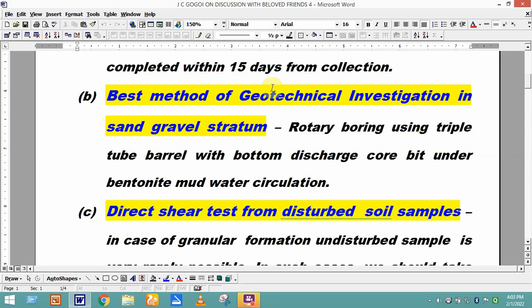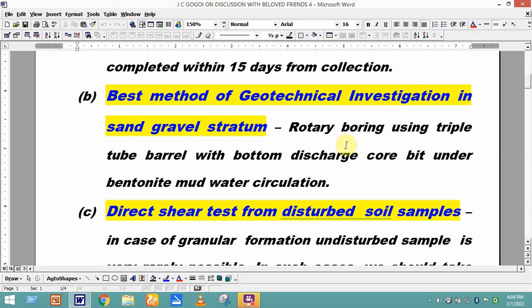So this shall not give us proper information about the stratum, and about other information like denseness, strength characteristics and N value. We will not be able to get these things.